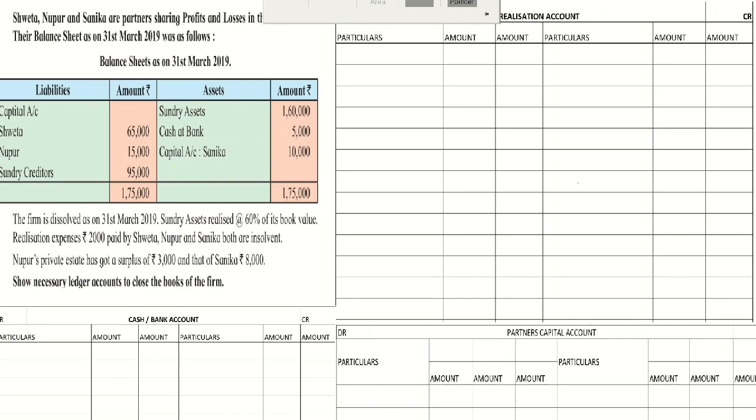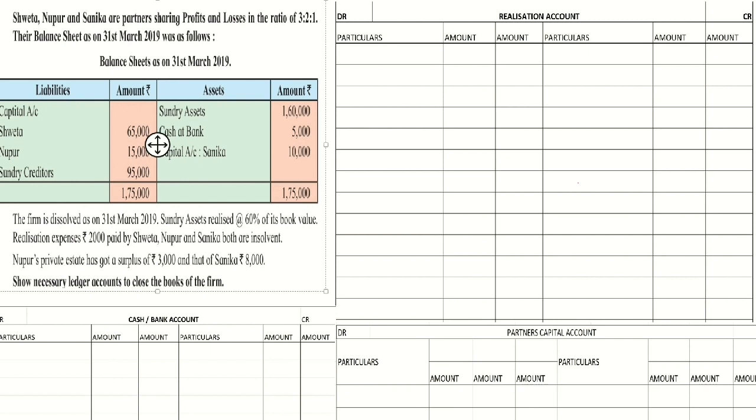Hi all. Today I'm going to solve a dissolution sum where there are three partners, and two of those partners are insolvent. So we are doing the two partners insolvency sum. Let's start the sum.